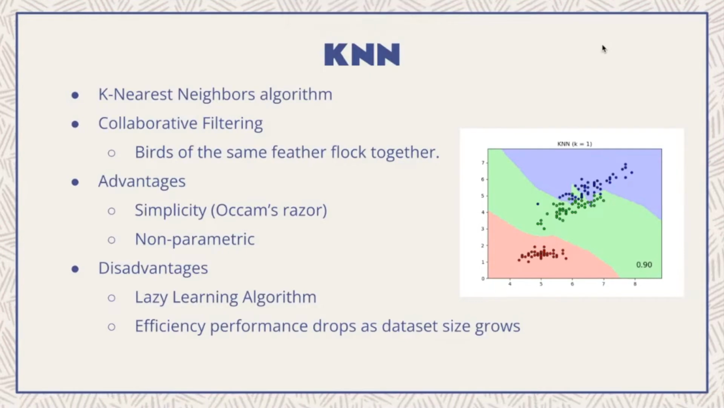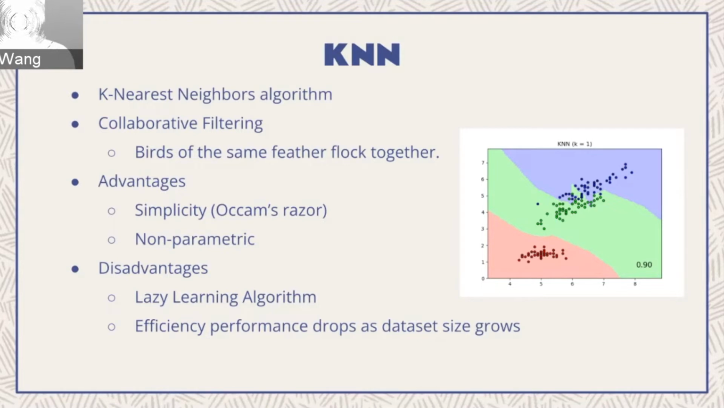KNN stands for K-nearest neighbor algorithm. It is a collaborative filtering algorithm based on the simple principle that birds of the same feather flock together. That is to say that people who belong to a particular group are usually considered similar based on the characteristics they possess. The advantage is straightforward: this is a very simple algorithm that we can easily explain to the users, and it's also non-parametric, meaning we don't need to input any parameters.